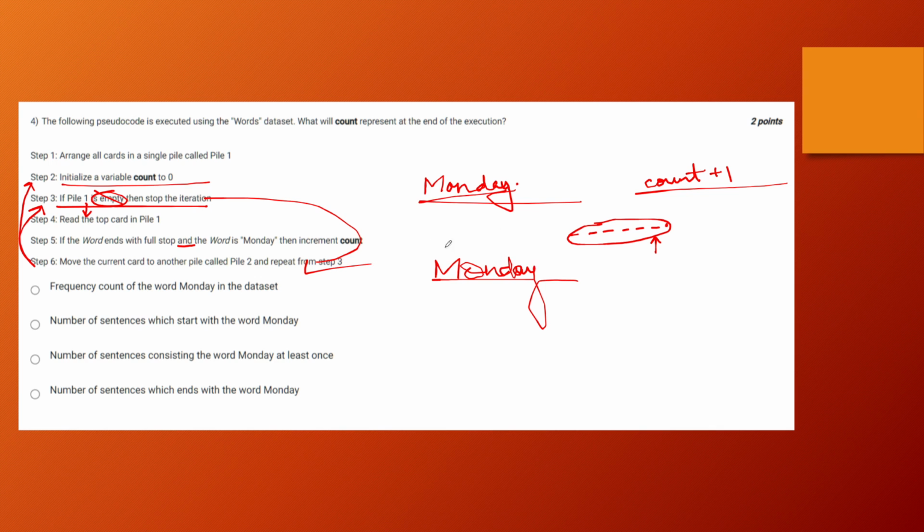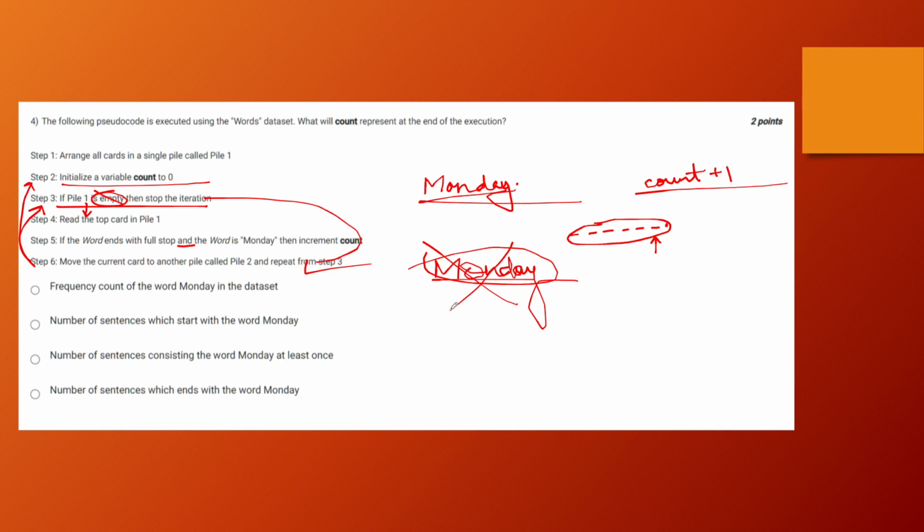So if we find a Monday in the middle of the sentence, we wouldn't count it. It wouldn't be included in the count. Then the next one says the number of sentences which start with the word Monday. That is absurd, because you don't see a sentence that starts with a full stop, do you? So it's definitely not that we are counting the number of sentences that start with the word Monday.